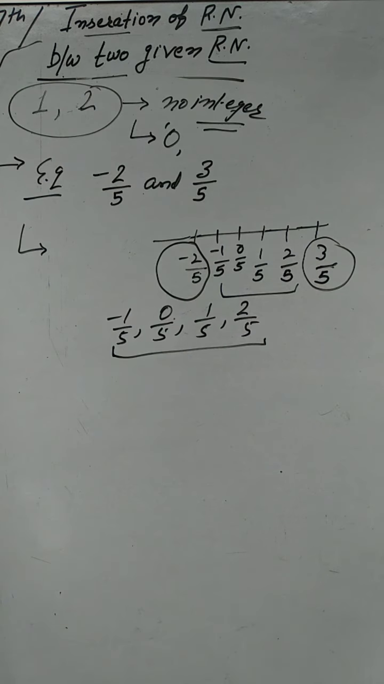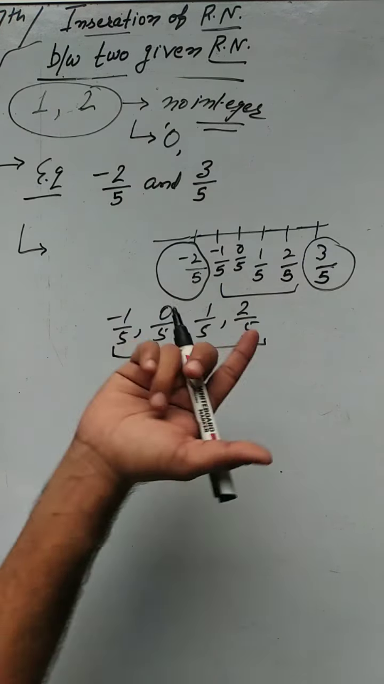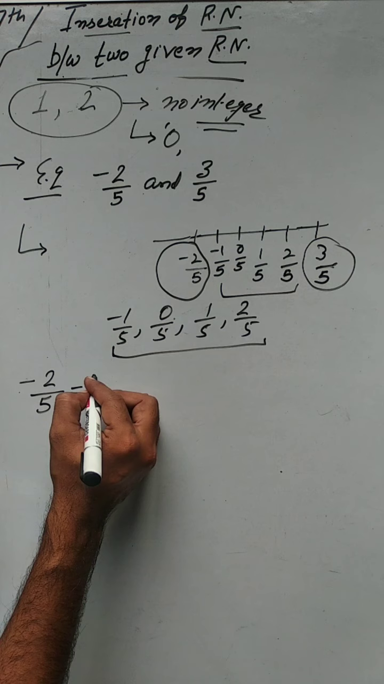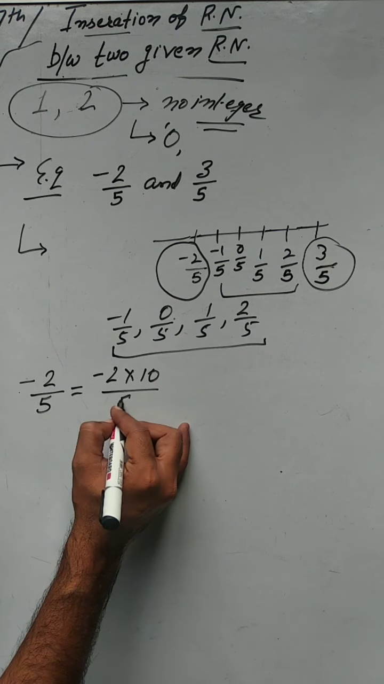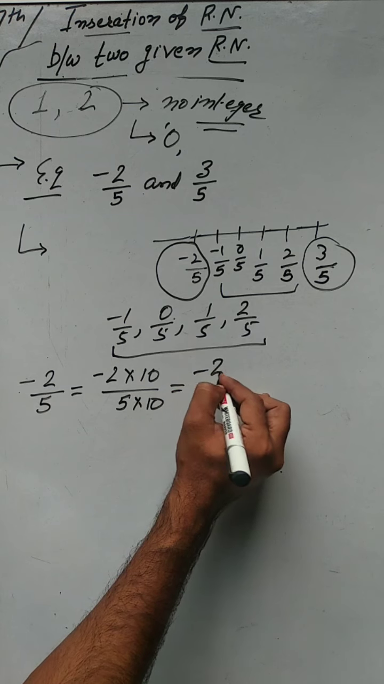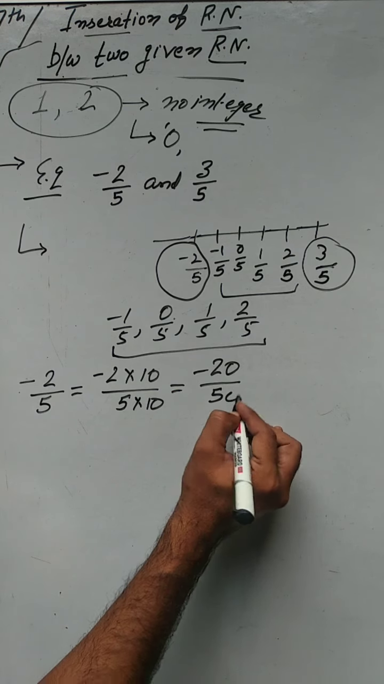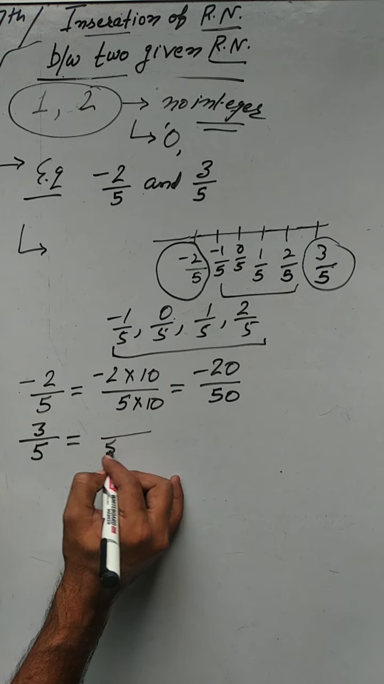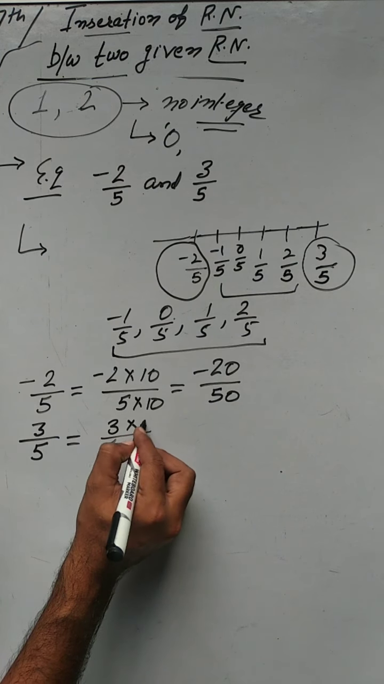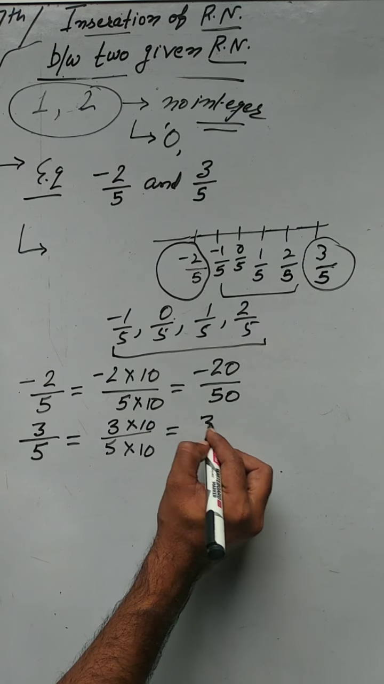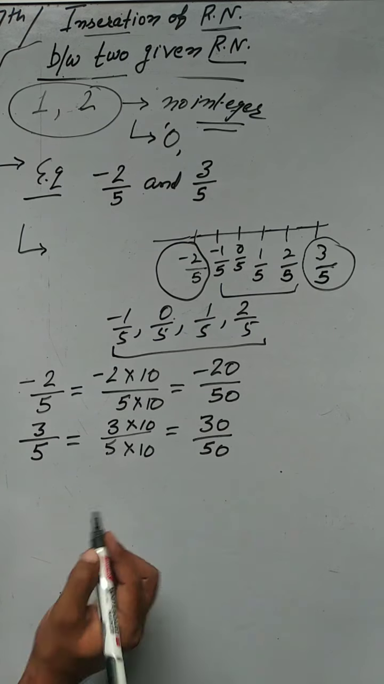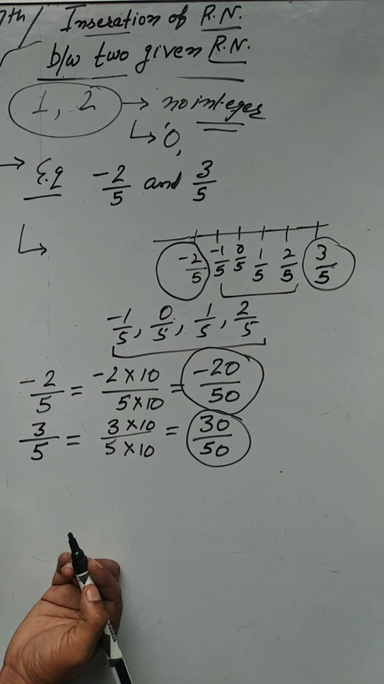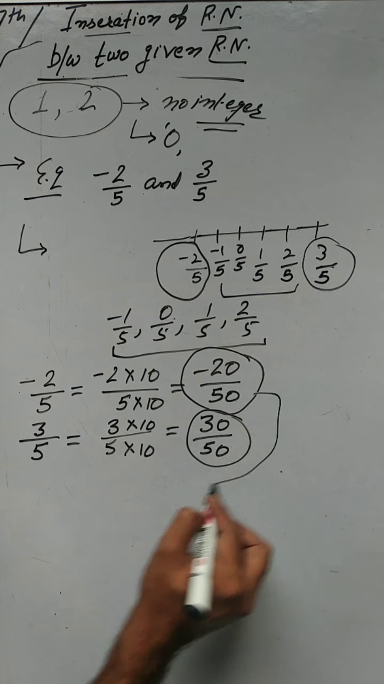No beta, these are not only 4. I can also find more. How? Suppose I multiply numerator and denominator by 10: 2 into 10, 5 into 10, so it is minus 20 upon 50. Similarly, multiply 3 upon 5 by 10: 3 into 10 is 30, 5 into 10 is 50. So we have minus 20 upon 50 and 30 upon 50.